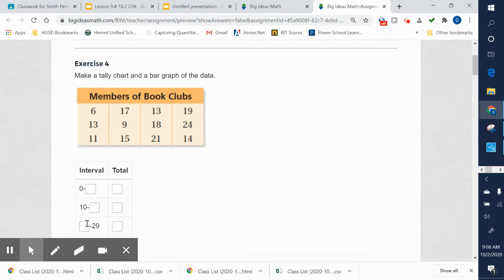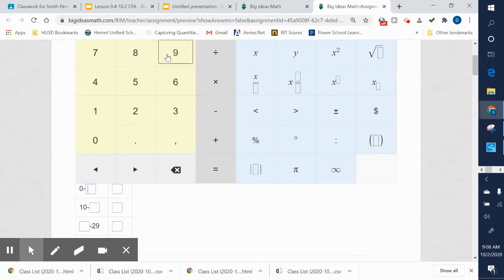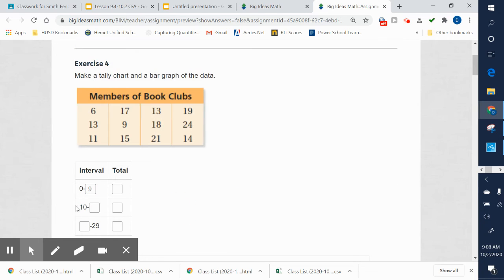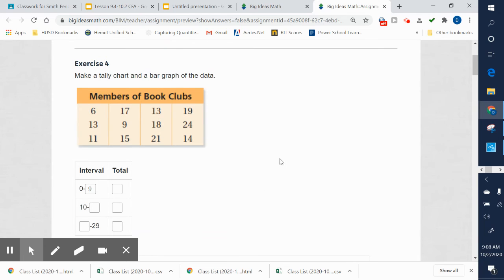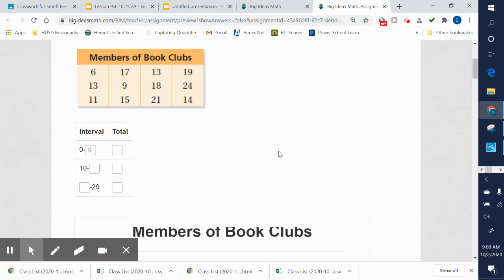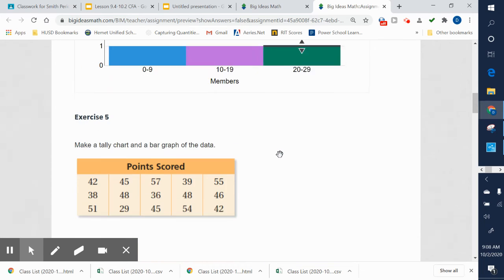They have given you a hint on your intervals. If the first interval is 0 to something and the next one begins with a 10, this would have to be a 9. And then you would figure out what goes here, 10 to what? And then 20, then blank to 29. So first you need to figure out the intervals. They're right there in the histogram across the bottom. But I didn't tell you that. You need to figure that out on your own. And you'll complete this problem.